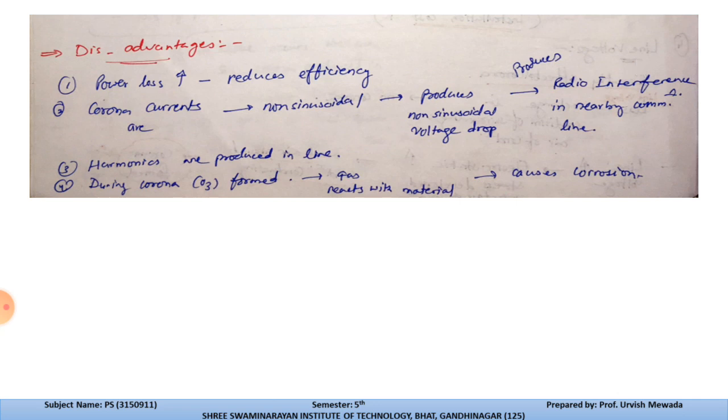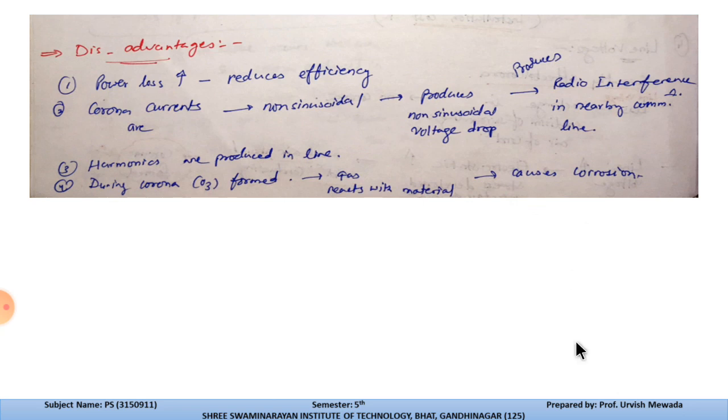So this is the biggest disadvantage of the corona, and due to that harmonics are produced in the line. And during corona O3 is formed, means ozone gas is formed, and that gas reacts with the material. This ozone gas can be responsible for corrosion on the surface of the conductor. Due to the corrosion on the surface of the conductor, the faint glow of corona will become brighter because the surface of the conductor becomes rough. So these are the disadvantages of the corona.